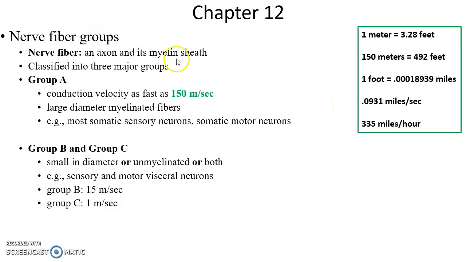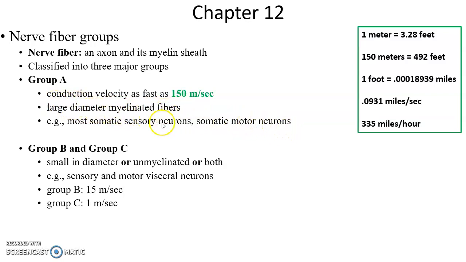All right, there are 3 different groups of nerve fibers defined based on whether they're myelinated or not, and whether they're wide or not. The group A is the fastest. Their conduction velocity is like 115 meters per second. How fast is that? Well, I converted it over here to miles per hour. So the action potential is traveling at 335 miles per hour. So that is pretty fast. It requires large diameter axons that are myelinated. So we need large diameter myelinated fibers.